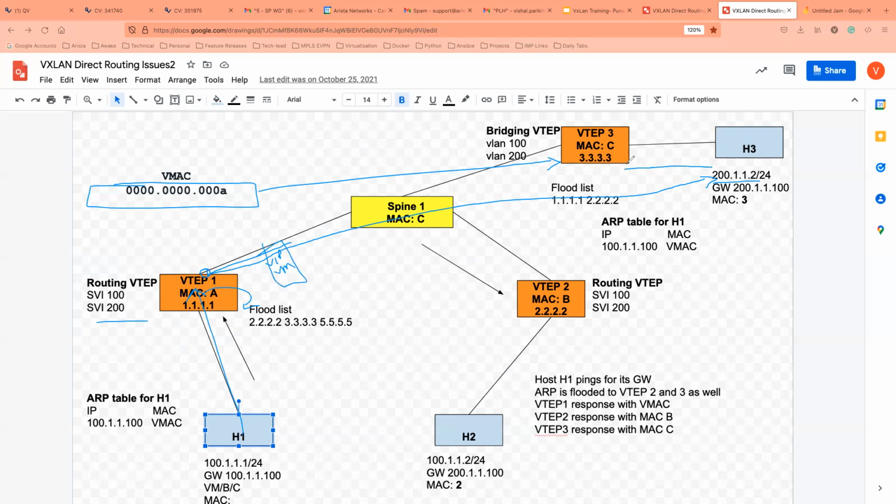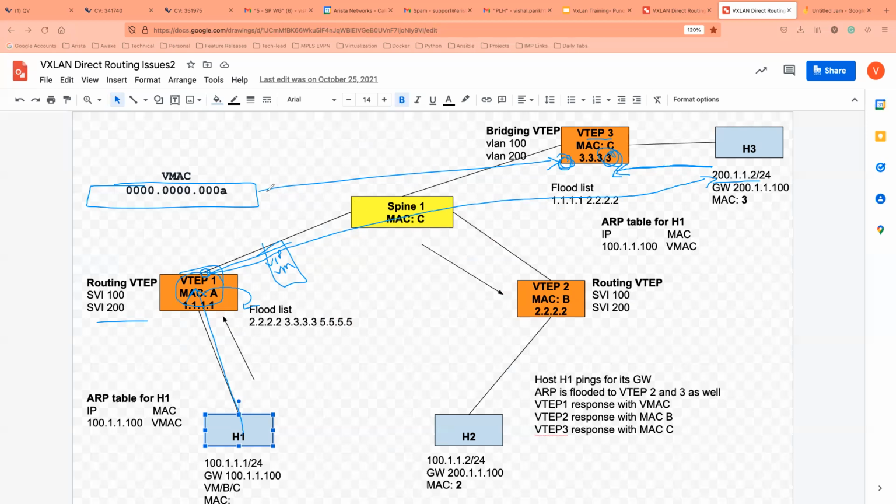When H3 replies back, if you have this virtual MAC configured on the bridging VTAP, the reply should actually go to the routing VTAP, and only then will it be able to resolve ARP for this host. But when H3 replies and the bridging VTAP already has the virtual MAC configured, it will consume the packet, thinking it is for itself. It will never forward it to the other VTAP. Is it clear?